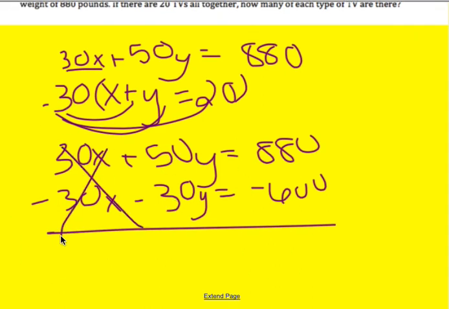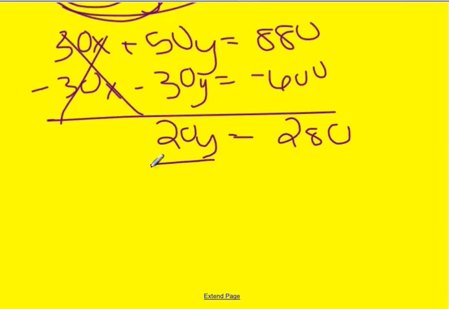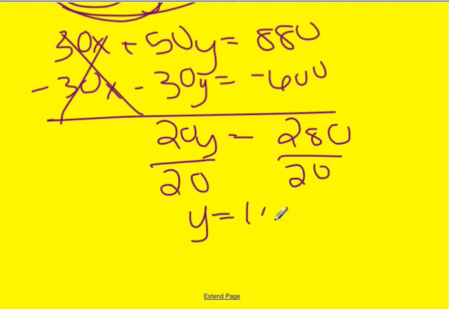Well, my 30x's are going to cancel out. 50y minus 30y is 20y, and 880 minus 600 is 280. Then I'm going to go ahead and divide both sides by 20, and I get that y is equal to 14. Now y is equal to 14 50-pound TVs.